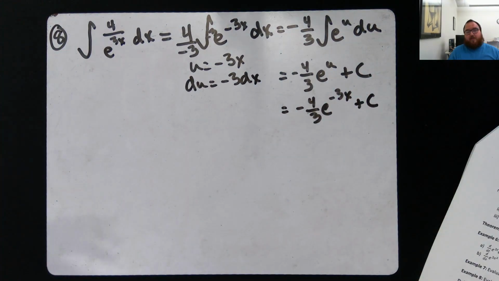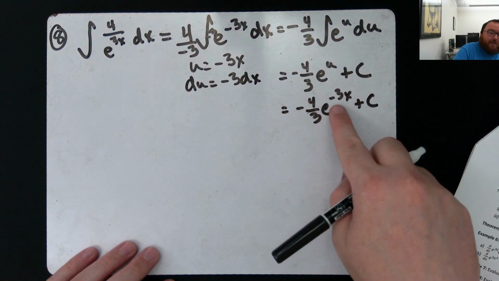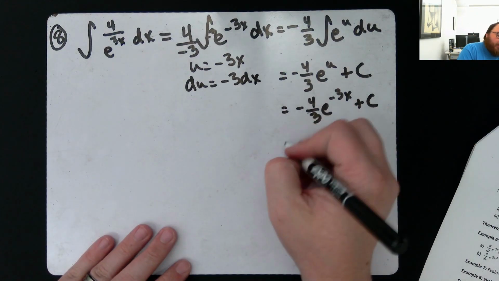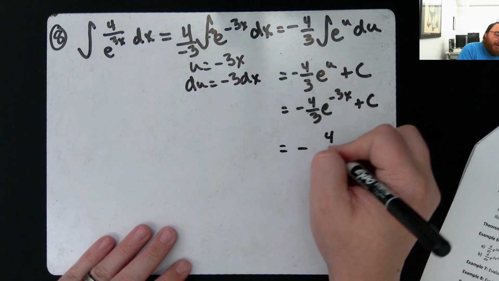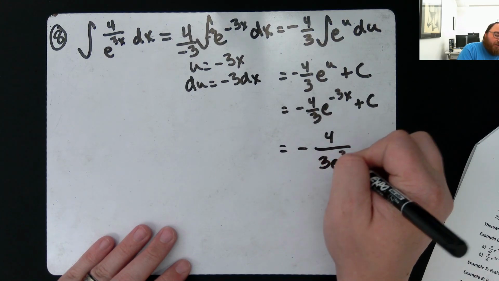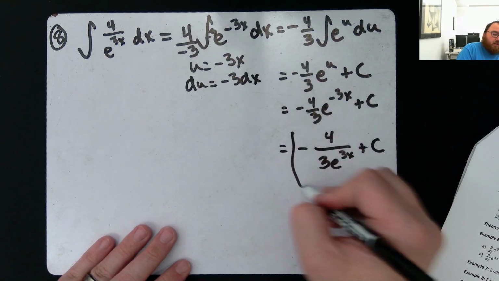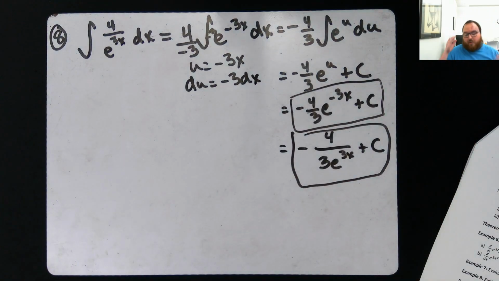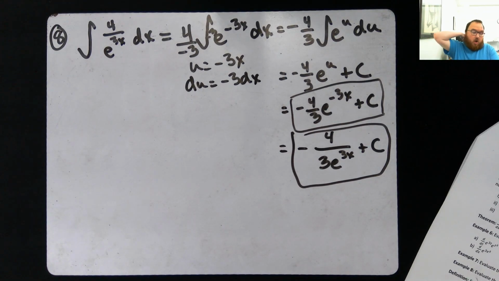which I could leave just like that, or if I want to, since this is a negative sign there, I can bring it to the denominator, make it negative 4 over 3 e to the 3x plus c. But like I said, I would be fine if you left it just like that too. Either way is fine with me for my classes.